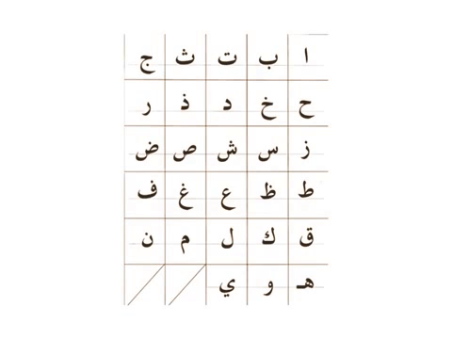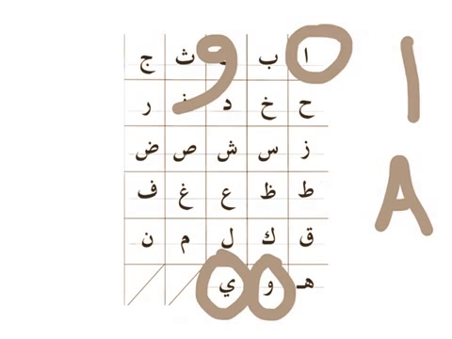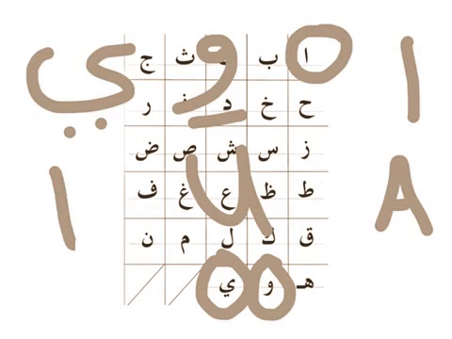Remember that Arabic has 3 long vowels. The long vowels in Arabic are Aleph, Waw, and Ya. Aleph makes the ah sound. Waw makes the oo sound. And Ya makes the e sound. Ah, oo, e.